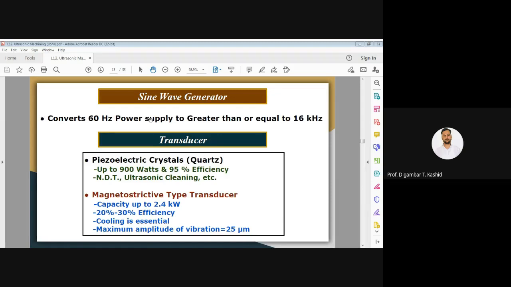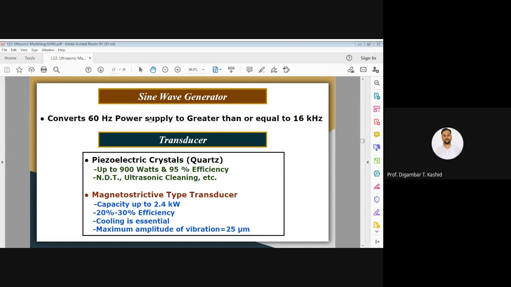I'm going to explain the magnetostrictive type transducer also. They are also used for ultrasonic cleaning and some other applications. These piezoelectric crystals are normally used for non-destructive testing. You can use them even in very low power ultrasonic machining also. So this is the first, the piezoelectric crystal transducer, and second we have the magnetostrictive type transducer.